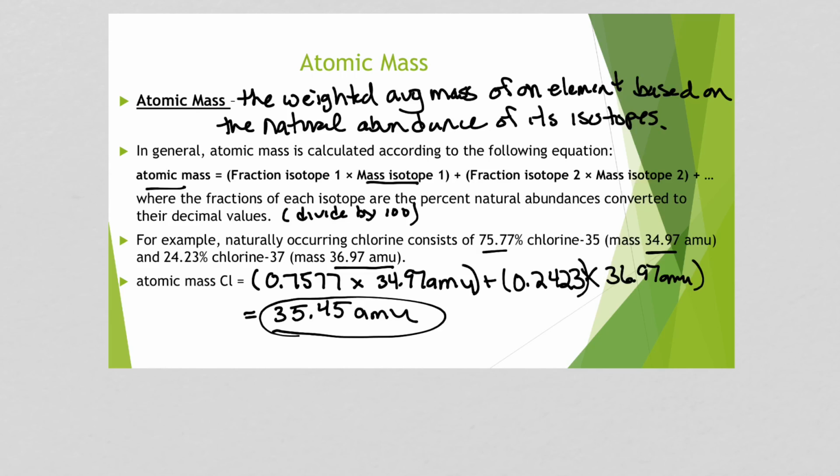And of course, notice the units. As we mentioned briefly before, atomic mass units, or AMUs, is a special unit that we have to express the mass of atoms in, or individual atoms or molecules.